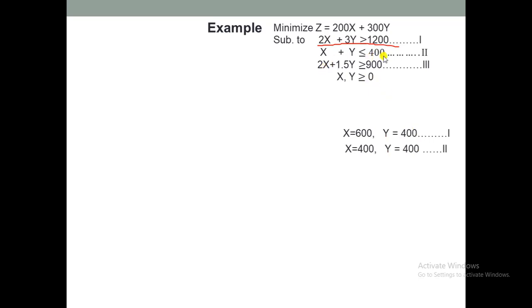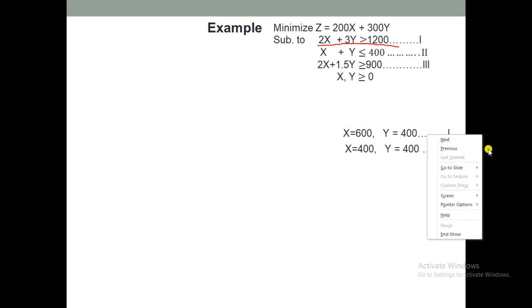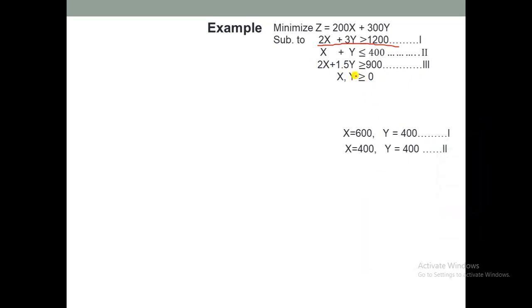Second is x plus y less than or equal to 400. When you convert it into an equation, simple, x equal to 400, y equal to 400. Third is 2x plus 1.5y greater than or equal to 900. When we convert it into an equation and put y equal to 0, then x will be equal to 450, and when we put x equal to 0, then y will be 900 divided by 1.5, that is 600. So the coordinates are 450 comma 600. These are the coordinates for the three different constraints.